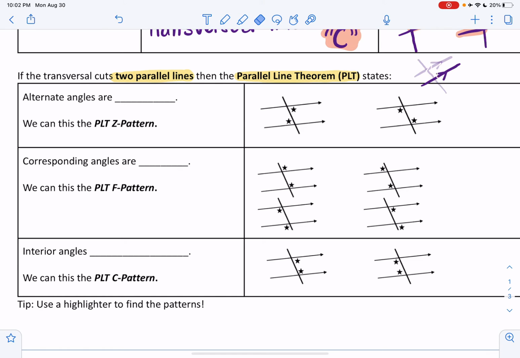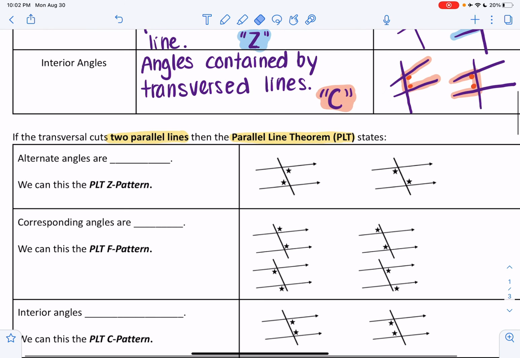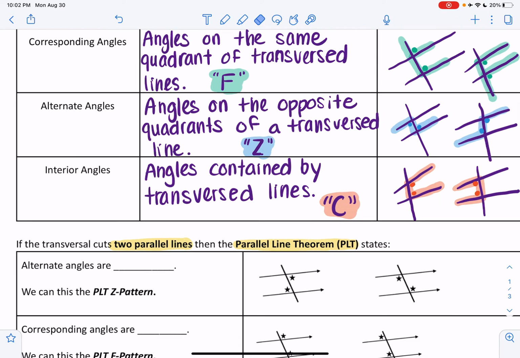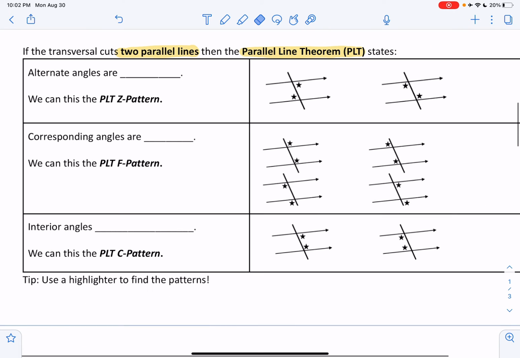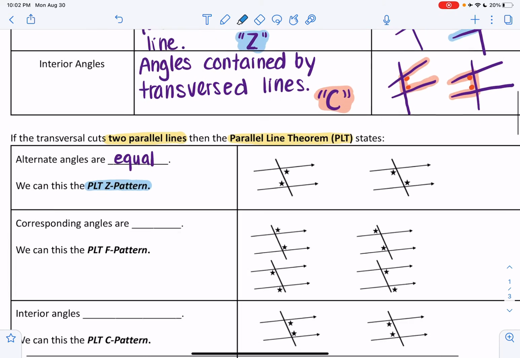So the first rule is for alternating angles. Again, if we go back up here, our alternate angles form the Z. So our alternate angles, if we have parallel lines, are going to be equal. Now we call this our Z pattern, our parallel line theorem Z pattern. Now why do we call it the Z pattern? Because up here we said our alternate angles form a Z.